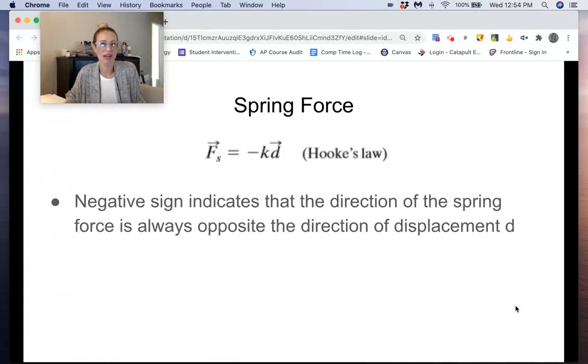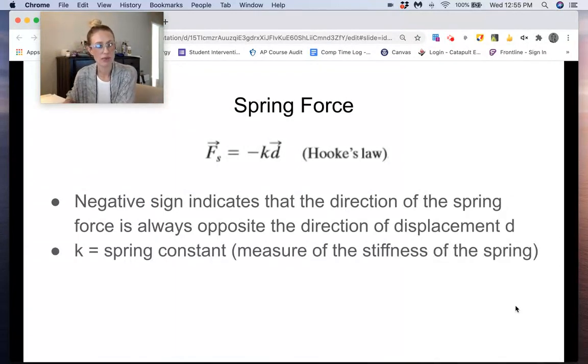Now, a lot of the time when I'm putting the spring force into a Newton's second law problem and I draw it in my free body diagram, we give the direction of the force with our arrow. So I will drop the negative a lot of the time and just put the absolute value of the displacement in my equation. That negative is just reminding you that this is a restoring force. Force and displacement are always going to be opposite with the spring force.